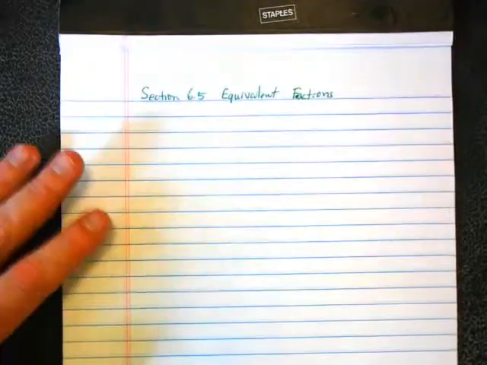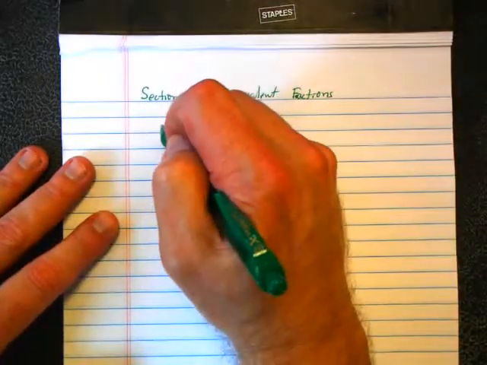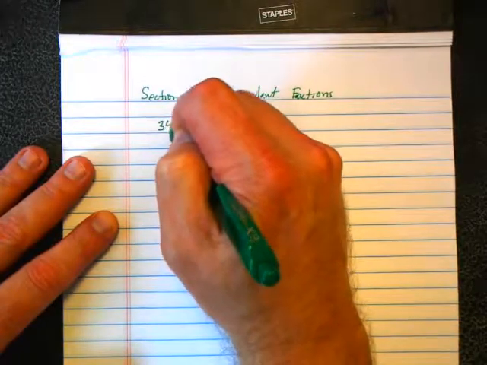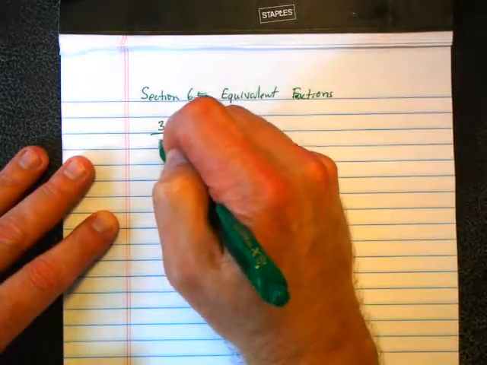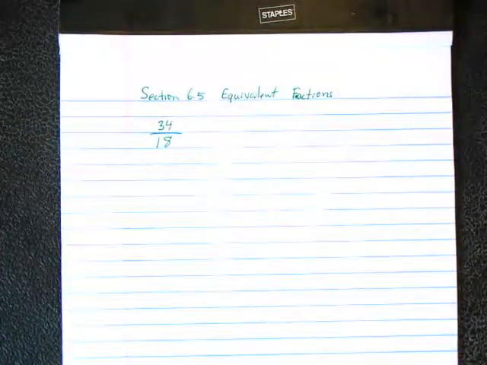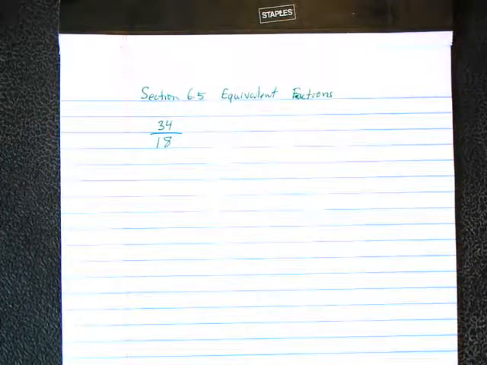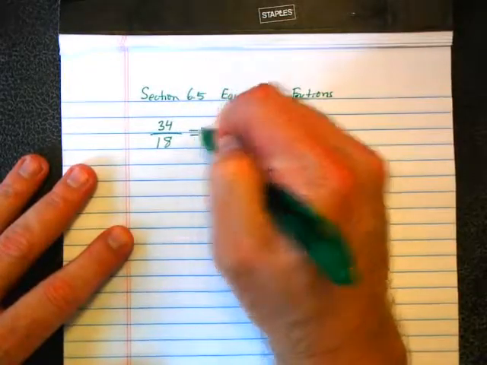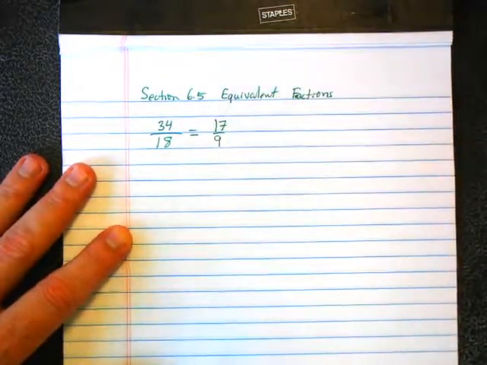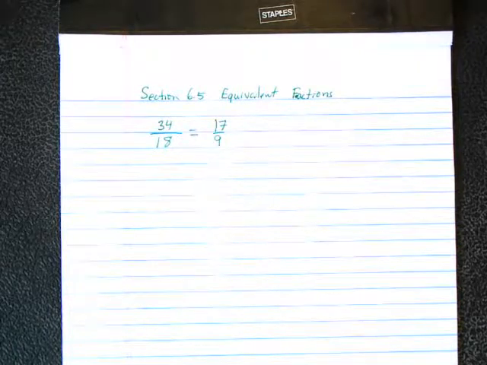For example, if I were to give you 34 over 18, what would you do? What would you tell me you can do with 34 over 18? You can reduce it, and you can divide by 2. So you would write it as 17 over 9. Okay.